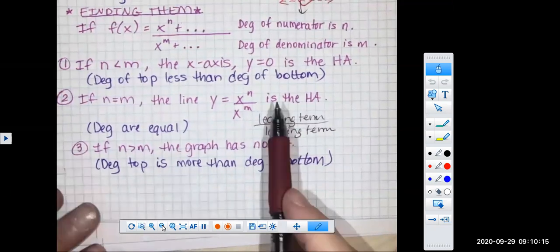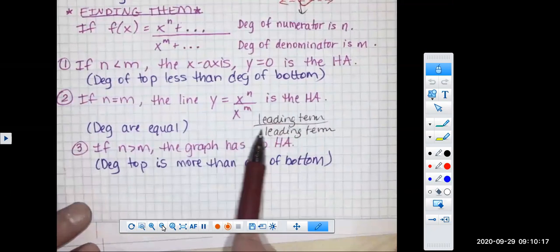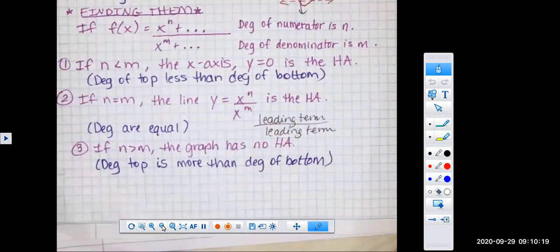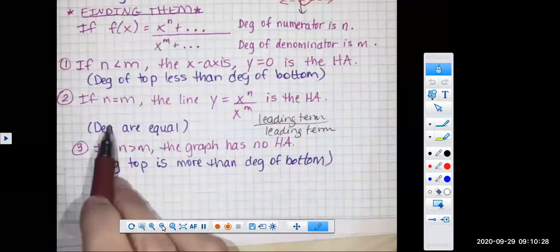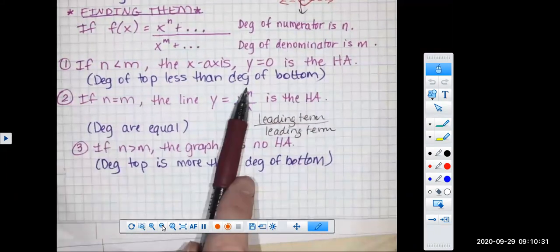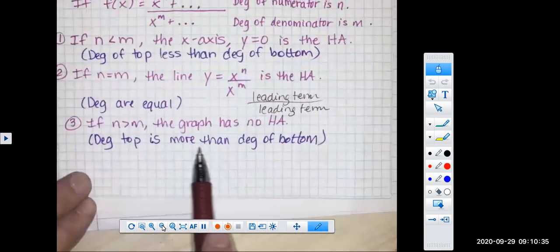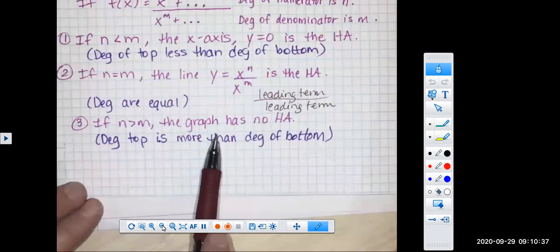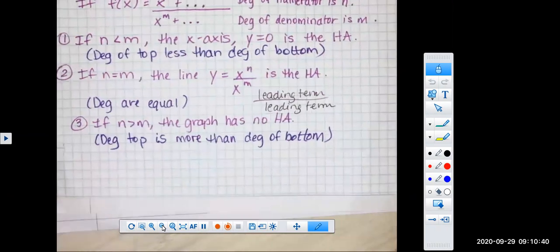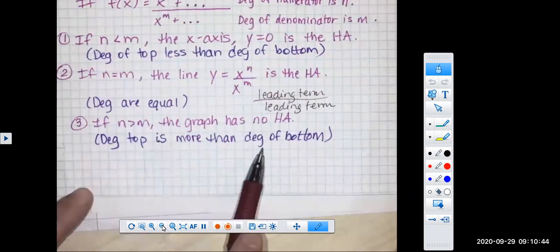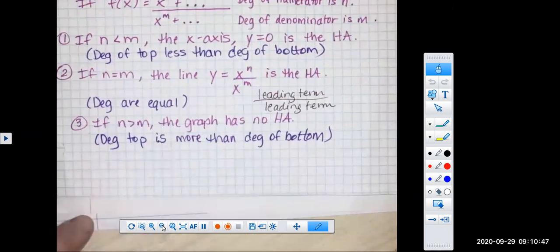So all you do is you take your leading term over leading term and simplify it, or really the leading coefficient, because you're going to have x cubed over x cubed, which is all going to go away, or x squared over x squared. So when the degrees are the same, you have a horizontal asymptote at leading term divided by leading term. When your degree on top is greater than the degree on bottom, your graph has no horizontal asymptote. So when your exponent on top is larger than the exponent on bottom, no horizontal asymptote.